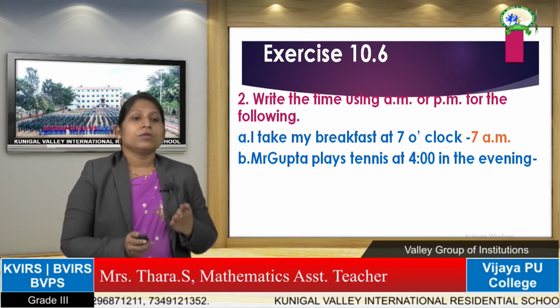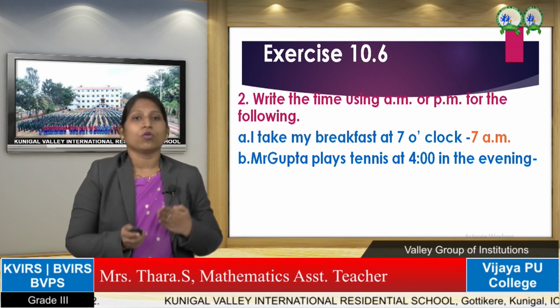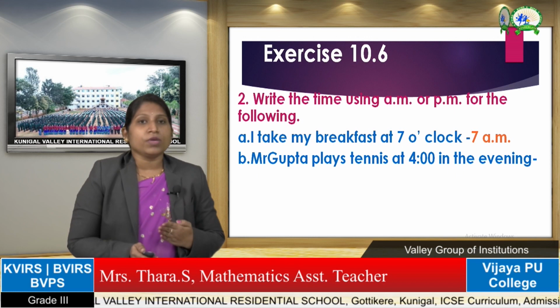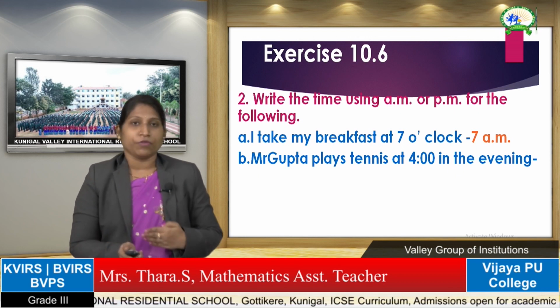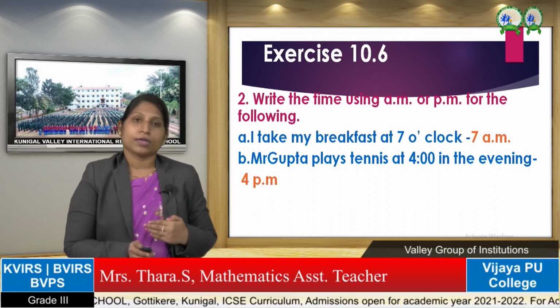And then Mr. Gupta plays tennis at 4 o'clock in the evening. Evening means it comes after the noon. Yes or no? After the noon it will come evening. So that's why you have to represent the time as 4 PM.